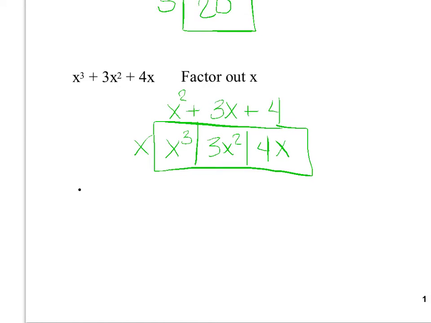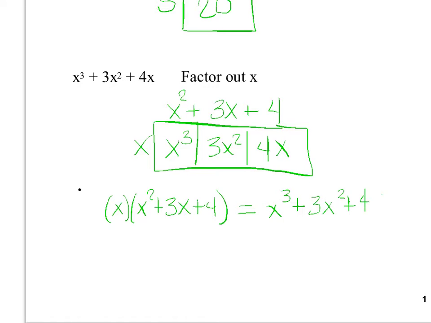So then I could say x times x squared plus 3x plus 4 equals x cubed plus 3x squared plus 4x. And I really need you guys to get this, that this times this gives us the inside. So this times this gives us the original polynomial.